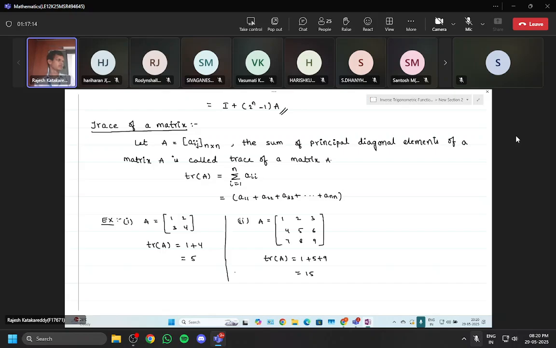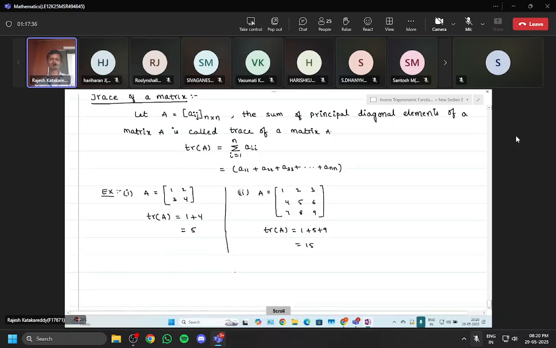Clear? So now we should see the properties of trace. Some basic properties we should know, like how this trace exactly works when we have two matrices in addition, two in multiplication, something like that. Everybody copied till here? Understood what is trace of a matrix? Sum of all principal diagonal elements.